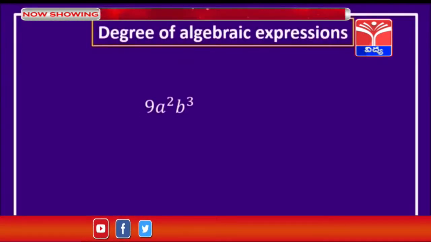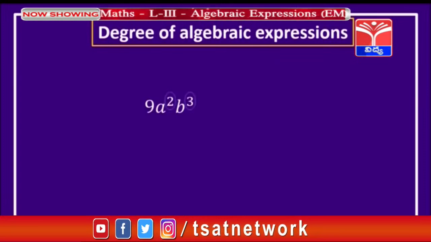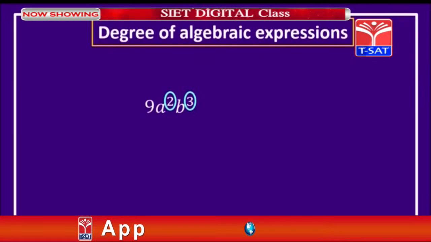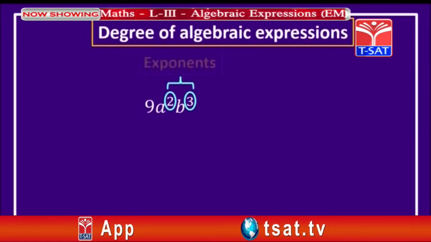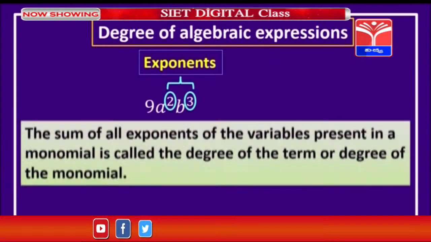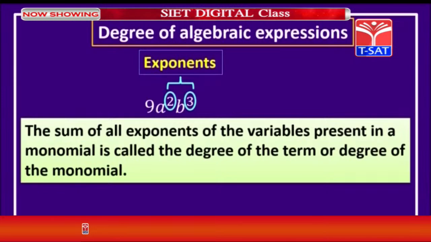So consider here the algebraic expression 9a square b cube. Now if you notice here, a has 2 as exponent and b has 3 as the exponent. These two, you already know, are called exponents. Now the sum of all exponents of the variables present in a monomial is called the degree of the term, or simply the degree of the monomial.